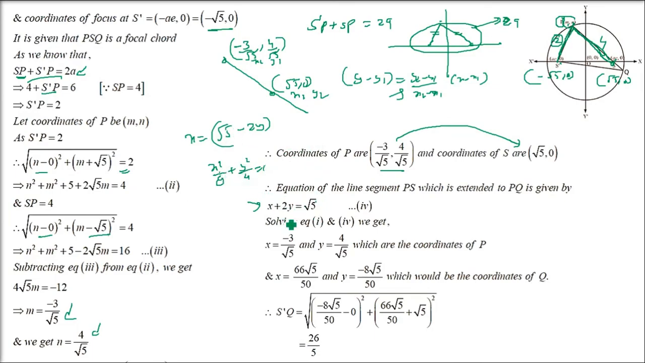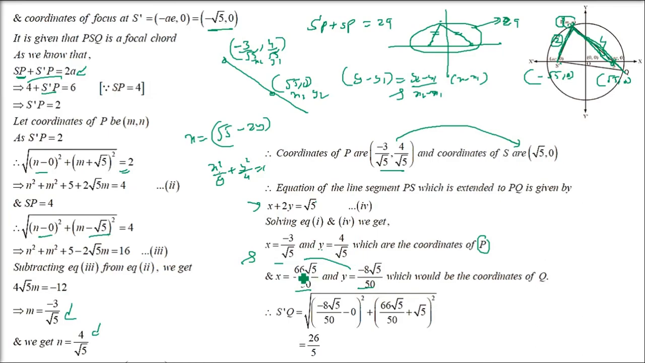We have to find out the intersection of this line with this ellipse. So we'll get 2 endpoints of this chord. P is known. Q we are going to find out. So one point will be minus 3 by root 5, 4 by root 5. That is already known to us. The second point after solving this equation you are going to get is 66 root 5 by 50 and minus 8 root 5 by 50. These are the two, and this is the point Q. P is already known. M and N we have already found out. Q is found by intersection of ellipse with line. So these 2 points are known.